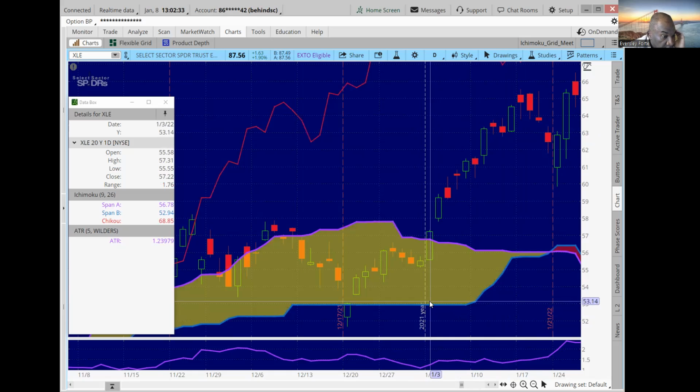Let's take a look at the ATR for one ATR. Take a look at the data box. The ATR on this day is $1.23. I have it on a handout, I'll go over it in a moment on the handout.